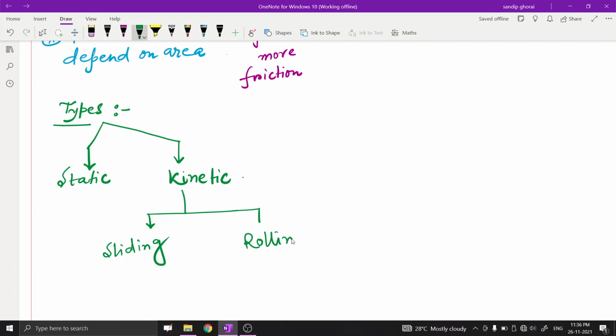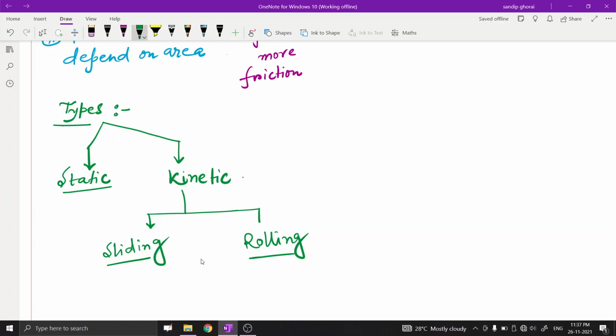All these frictions, static, sliding and rolling, depend on the coefficient of friction. We can say the rolling friction coefficient is less than the sliding friction coefficient, and the sliding friction coefficient is less than the static friction coefficient. So the coefficient of static friction is greater than sliding friction, and the sliding friction coefficient is greater than rolling friction.